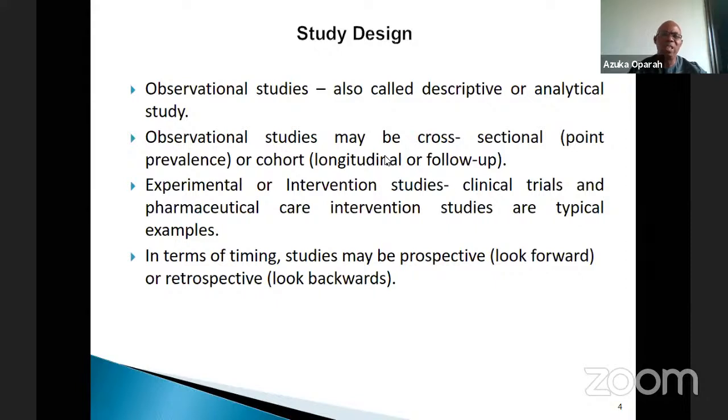Now, it can also be cross-sectional. A cross-sectional study is a point prevalent study, or a cohort or longitudinal study. Cross-sectional study means that you collected your data once from the participants. So you had only one contact with them, and you collected your data at that particular point in time. When you say longitudinal, it means that you had repeated contact.